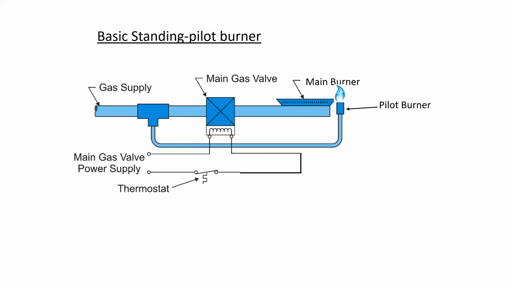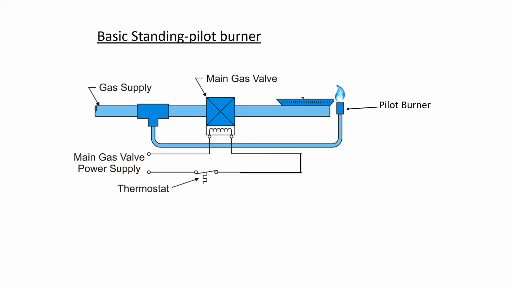So the purpose of the standing pilot is to ignite the main burner gas when the thermostat closes and the main gas valve mechanically opens. The flame ignites and the pilot burner continues to burn. And when the thermostat opens, the main gas valve then turns off and closes mechanically, but the pilot burner continues to burn.